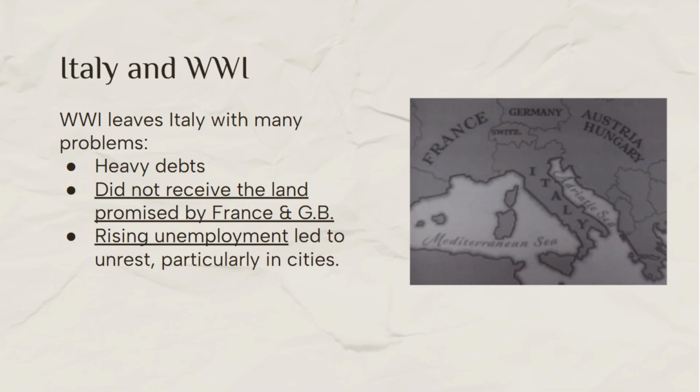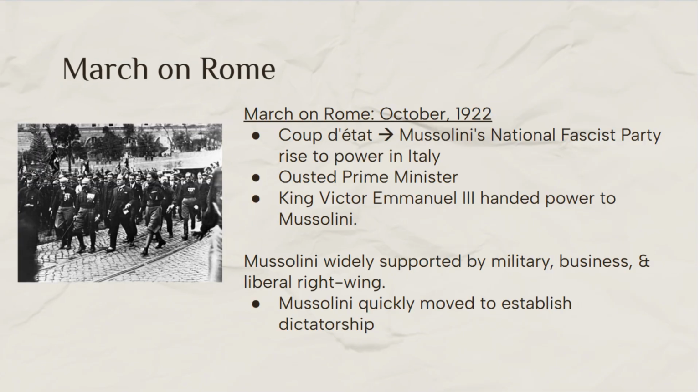They're left with heavy debts. And remember, they didn't have a lot of money to begin with. They're a pretty new nation at this point, and they didn't have the financial stability that places like Great Britain had before that. They're also going to see rising unemployment that leads to a lot of unrest, particularly in their major cities. And there's one big leader that rises out of this situation, and that's going to be Mussolini.